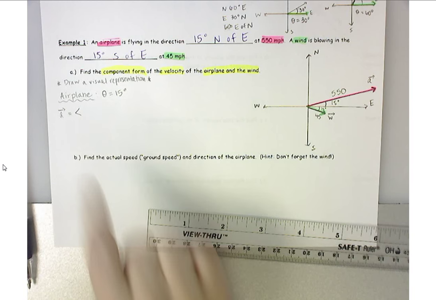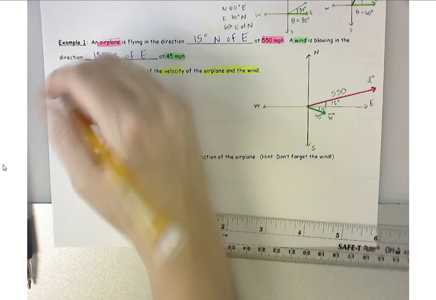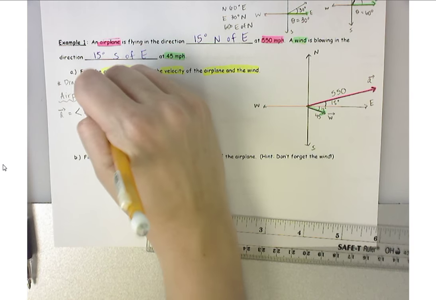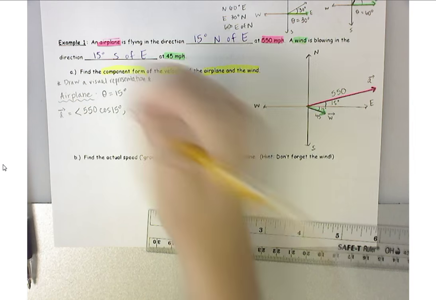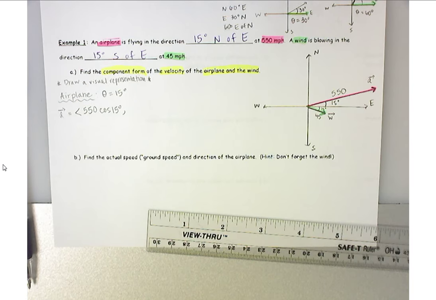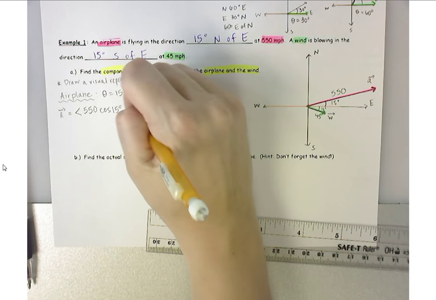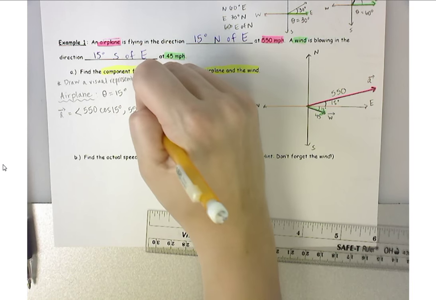Okay, so the magnitude is 550, and that's going to be multiplied by the cosine of theta. For the horizontal, it's your magnitude times the cosine. For your vertical, it's your magnitude times the sine.